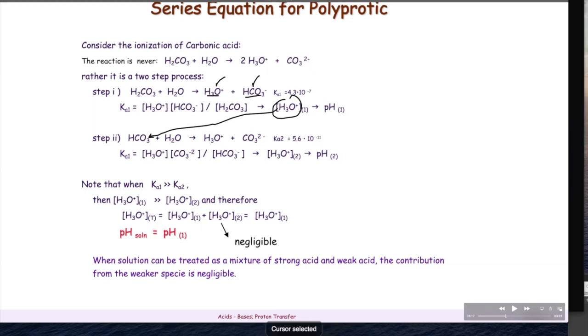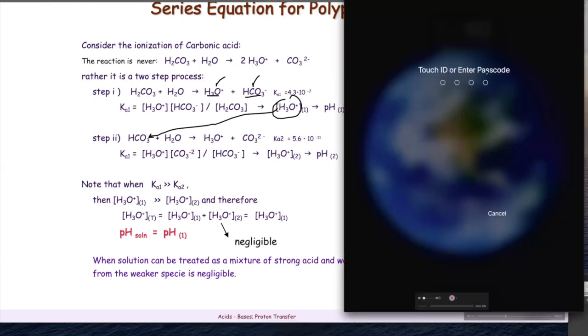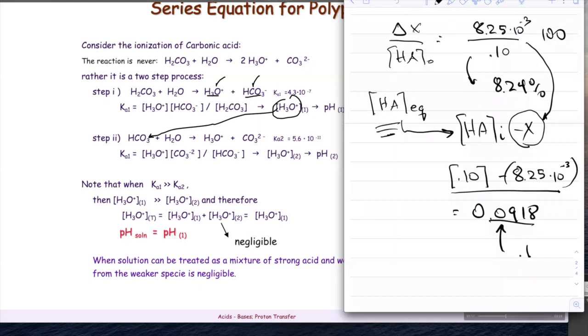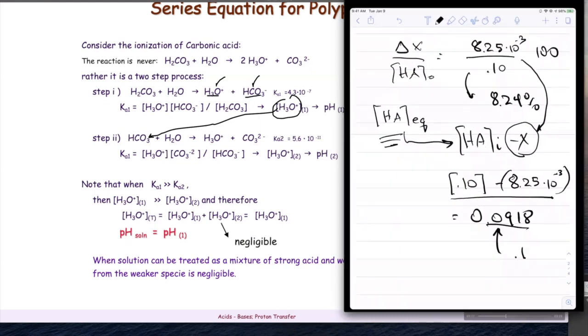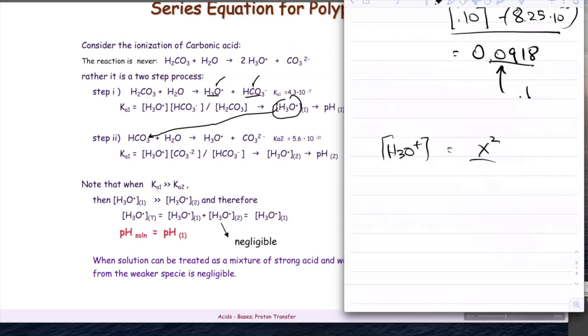I teach analytical chemistry, and we do a lot of acid-base chemistry. So the shortcut I want to show you is the following. Whenever you have a, remember that your hydronium ion concentration is basically equal to x squared over, sorry, take that back.